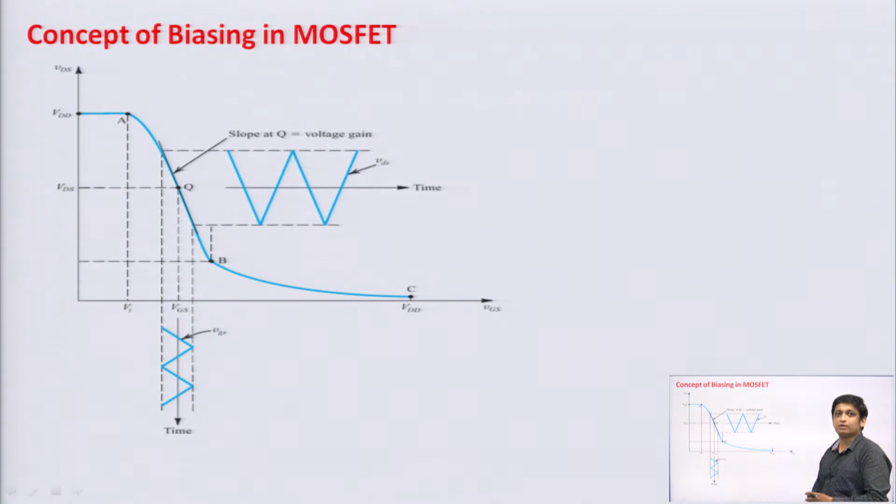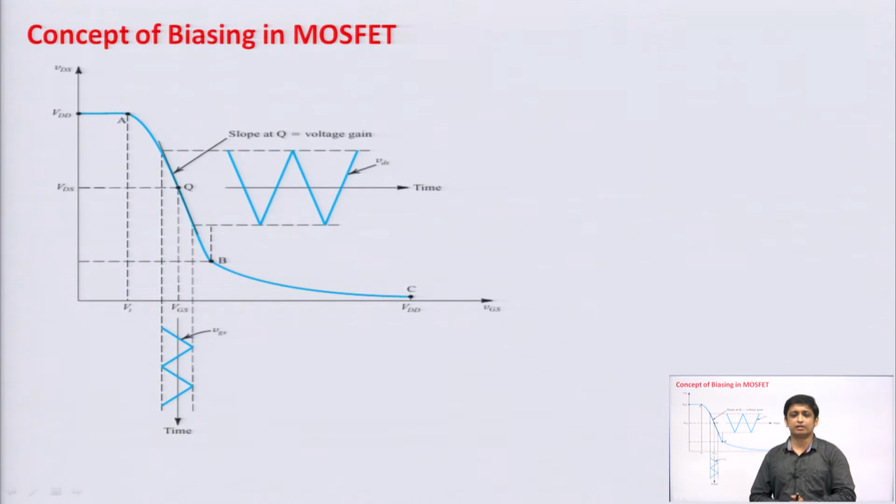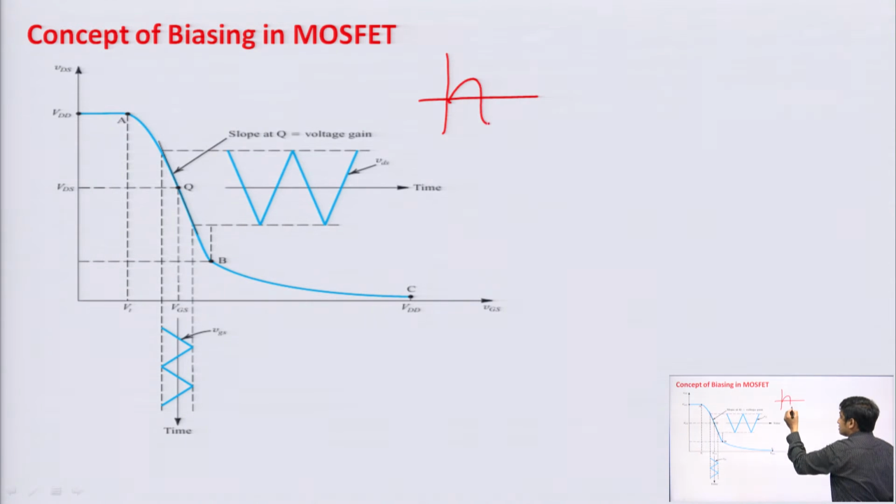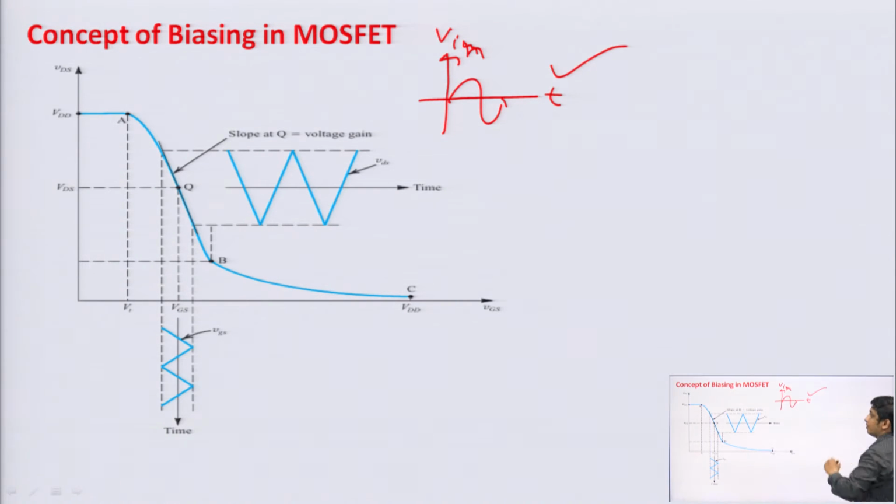Next is the concept of biasing in MOSFET. I have discussed biasing in lecture 3, but there I discussed the biasing circuits for BJT. This is the biasing for MOSFET. Biasing is needed, and this biasing is basically DC biasing. Now try to understand that we have an input signal, for example a sine wave, this is your Vin, and we need to amplify it.